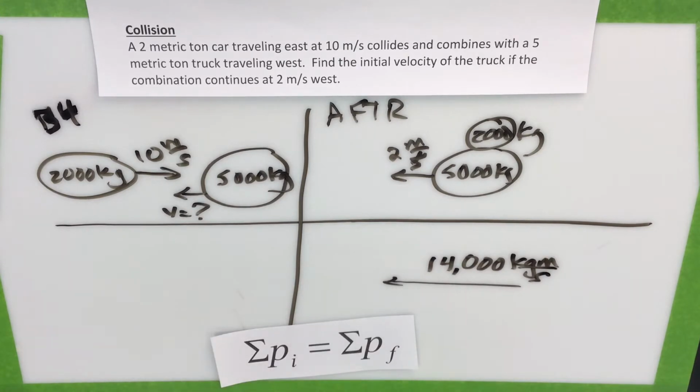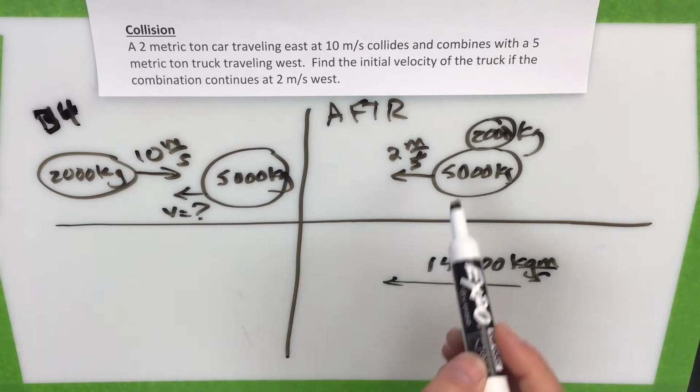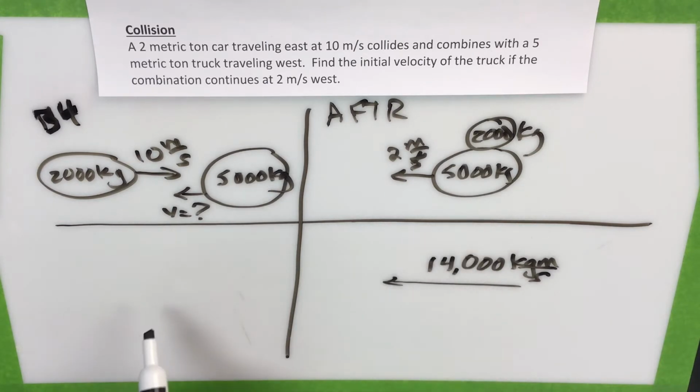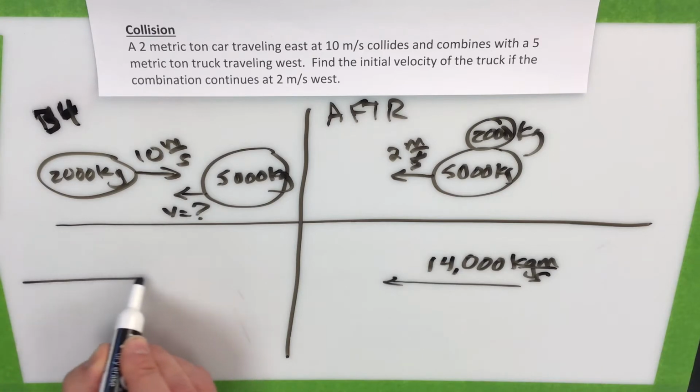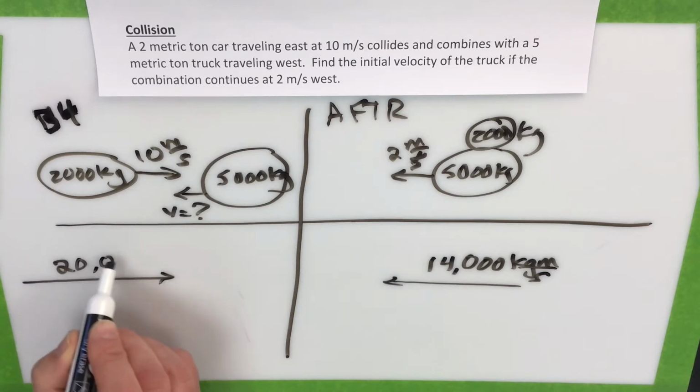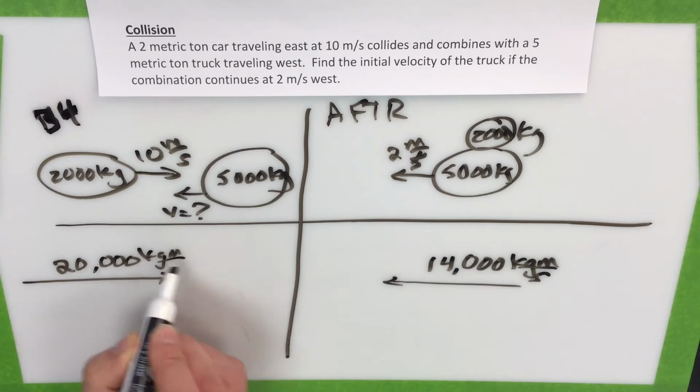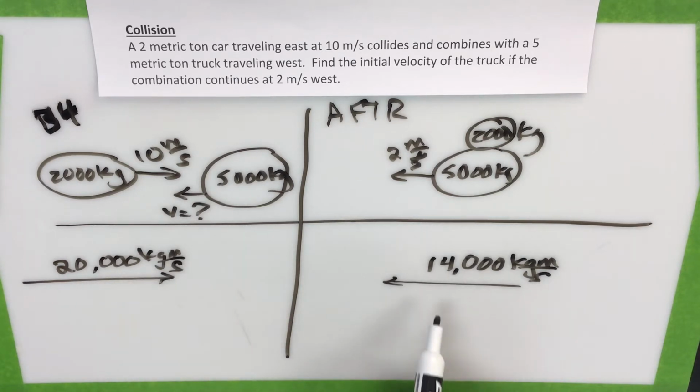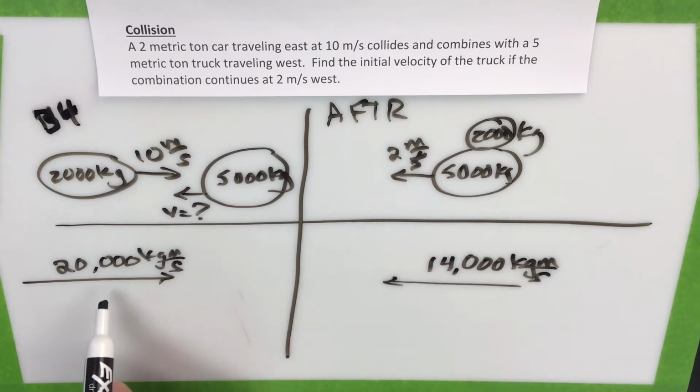Now we know that momentum is conserved, not velocity. And so that 14,000 kilogram meters per second is everything afterward. And so that has to be the same direction and magnitude as everything before. So 2,000 times 10 gives you 20,000 kilogram meters per second. And then you think about it and you're like, okay, so I have all to the right, all east, 20,000. I have to get 14,000 to the west, to the left. I have to cancel all this stuff and add an additional 14,000.